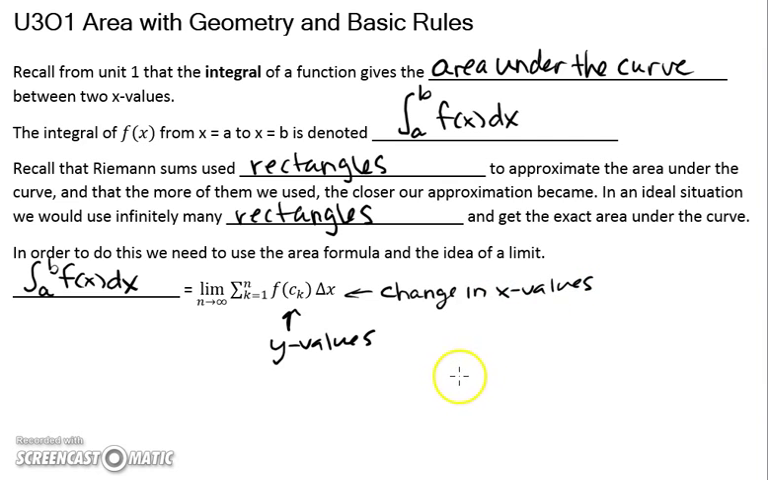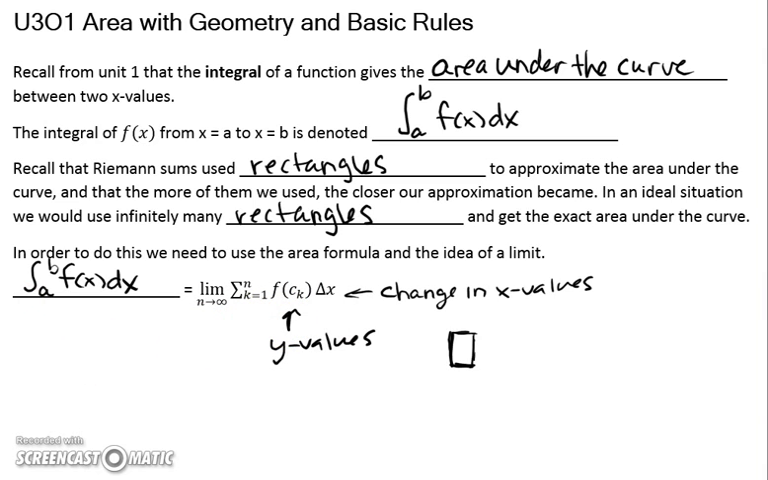So it's going to be the distance from c sub 1 to c sub 2 to c sub 3. This is just going to be how much that changes. So if we think about y values are up and down, change in x values are across. Well, if I multiply this by this, I'm really finding the area of a rectangle. So this is just a fancy way of saying take infinitely many rectangles between two values a and b.